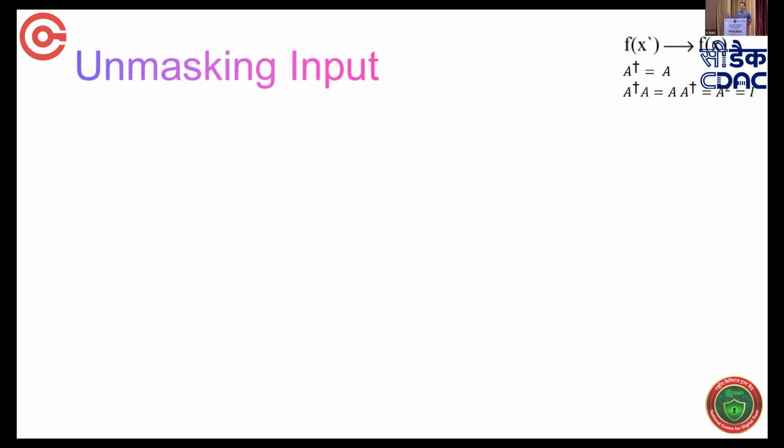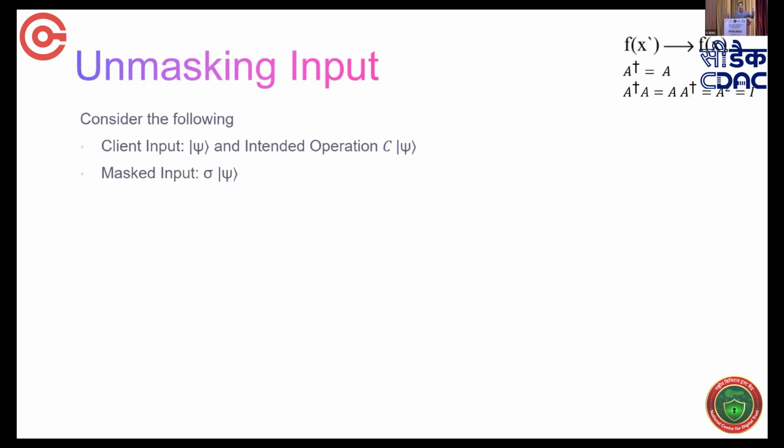Now, the next part is that I hid my input, but I should also get back the original operation that I wanted. It means that my input is, suppose, ket psi, and I want the operation C on ket psi. If I mask it using some operator like sigma up, and then ask the server to do some operation, somehow I should get back C ket psi. Now, the server operation can be different. We'll start with the first operation, which is called the Clifford operation.